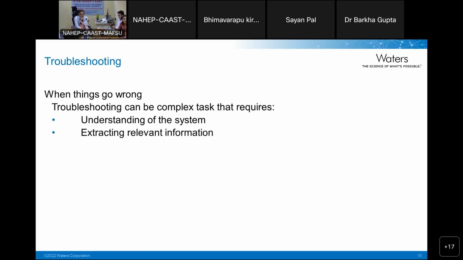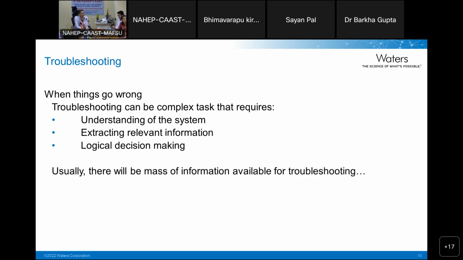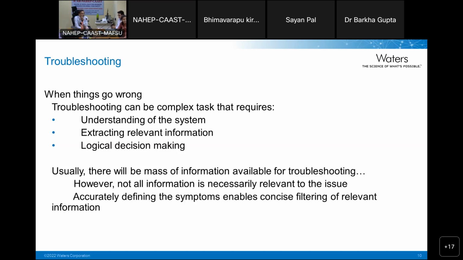Extract the relevant information from what has gone wrong, and then logically make decisions to take corrective actions. Usually there will be a huge chunk of information available for troubleshooting, but not everything is relevant. Accurately defining the symptoms enables concise filtering of relevant information. Right? So when you're facing a certain problem, try to dig out the relevant information.